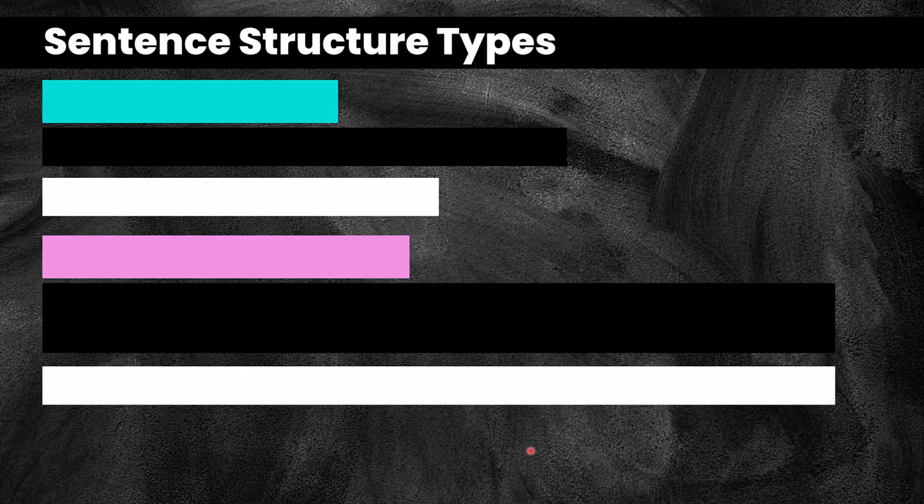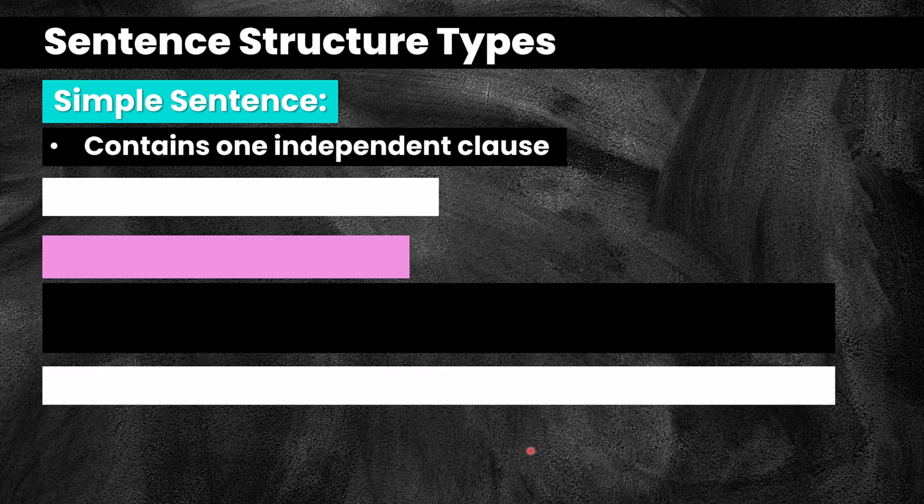Now let's talk about sentence structure types. So we have simple sentences, and a simple sentence contains one independent clause. For example, Mary reads books. This is a complete sentence. We have the subject Mary and the predicate reads books.